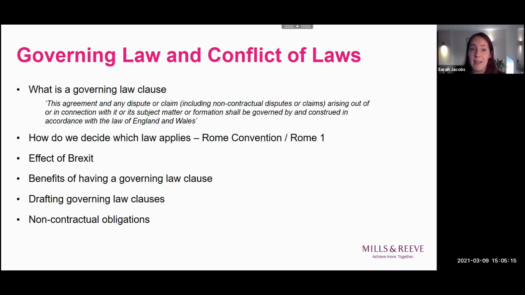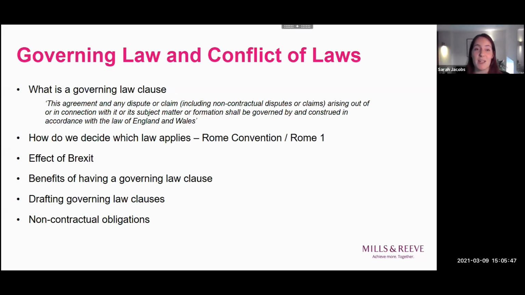Often a clause like this will go on and talk about another issue, which is called jurisdiction. That just means who has the ability to deal with a dispute. So is it a court? Which country's courts have that jurisdiction, or is it an arbitration body? That's called a jurisdiction clause. We're not going to talk about that any further today because that could fill a whole other seminar. But it's just worth bearing in mind that the two often go hand in hand.